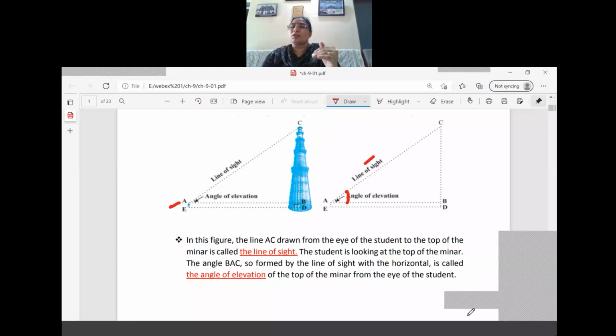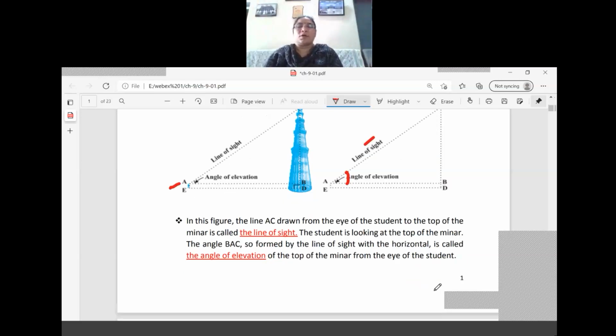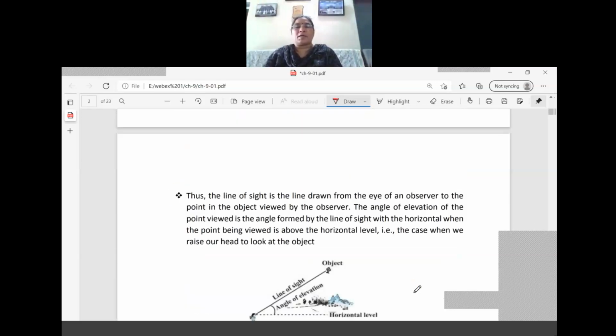When we are seeing objects which are higher than us, we raise our eye level to watch the top of the object. So what happens here? We raise our level, so an angle is formed between the horizontal and the line of sight to the object. The angle formed between the horizontal line and the line of sight is called the angle of elevation. You can understand more later; we can explain.